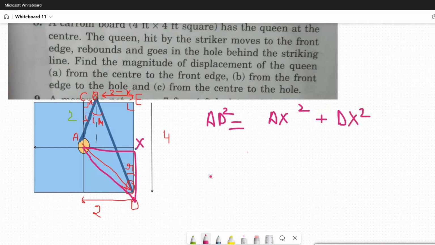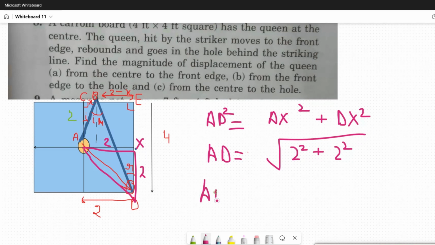Now from the figure we know that this whole length is 2, and again this is 4, so the half, this DX is also equal to 2. So AD is equal to under root 2 square plus 2 square. So we got our answer. AD is equal to 2 root 2 feet.